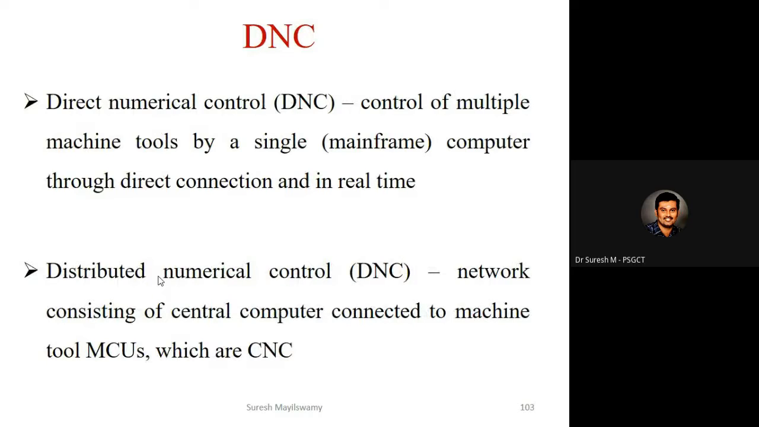So I mentioned direct numerical control and distributed numerical control. Direct numerical control means control of multiple machine tools by a single computer through direct connections in real time. That is called direct numerical control. Distributed numerical control means a network consisting of a central computer connected to machine tool MCUs, which are CNC, is called a distributed numerical control.